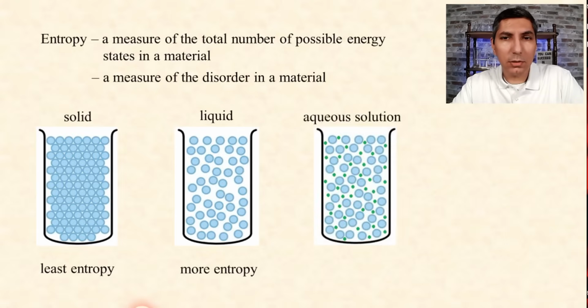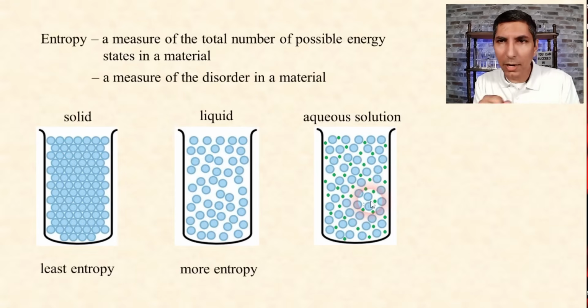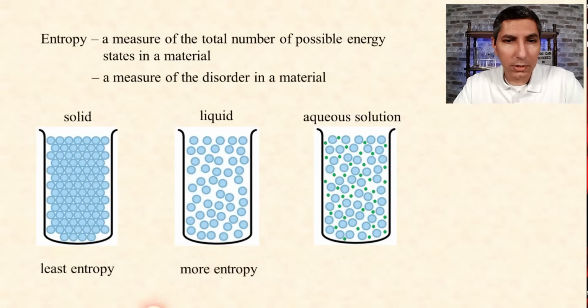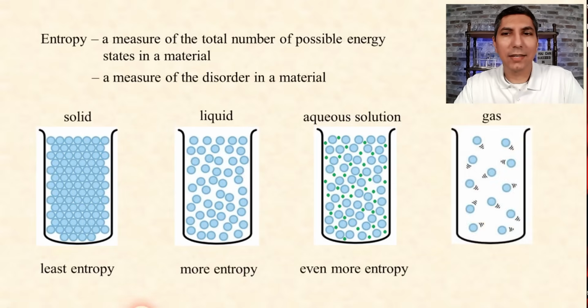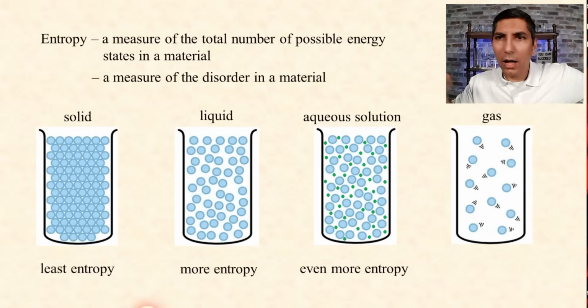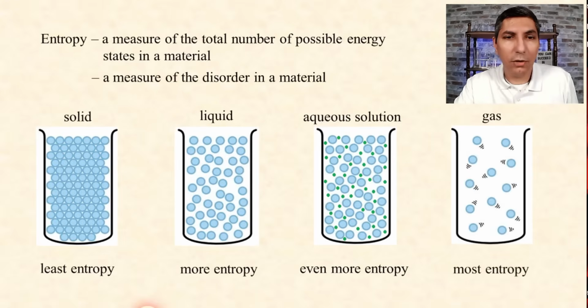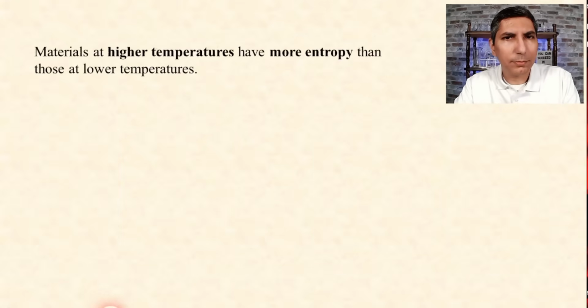If you have an aqueous solution, you have that liquid, but now there's even more disorder because we have these ions or perhaps these other molecules that are swimming around in the liquid. So that has even more entropy. And once you get to a gas, well, every molecule is independent of each other. So gases have the most entropy if you're comparing solid, liquid, aqueous, and gas. And so that's the hierarchy of entropy.